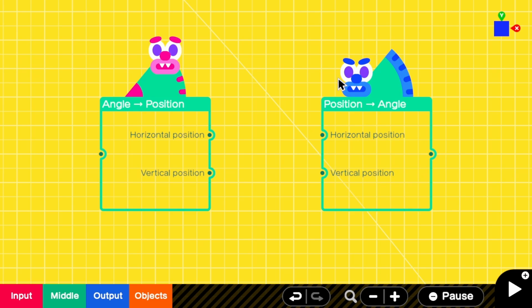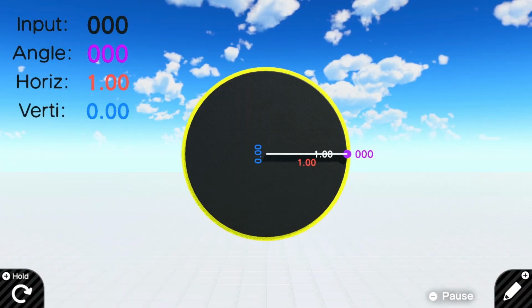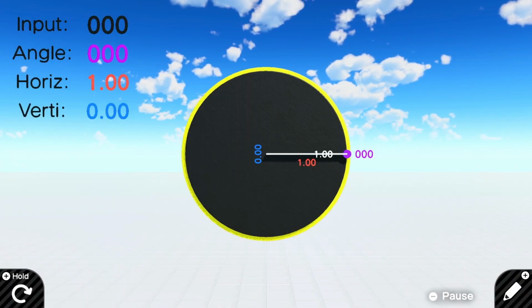Hello there. In this video, I'll be talking about the angle to position nodon, position to angle nodon, the various tricks that we could do with them, and how angle values work in GBG. So let's begin with the angle system of GBG.